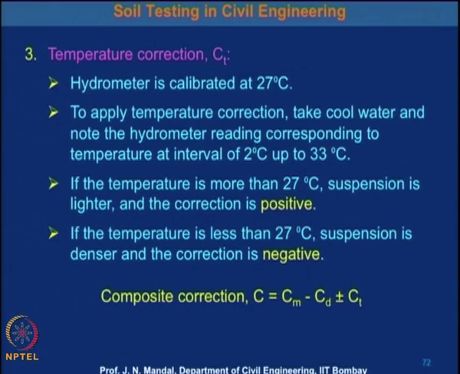So, ultimately you have to take the composite correction, which is very important. You have to take the meniscus correction, dispersion correction and the temperature correction. So, the total composite correction C will be equal to Cm minus Cd plus Ct.